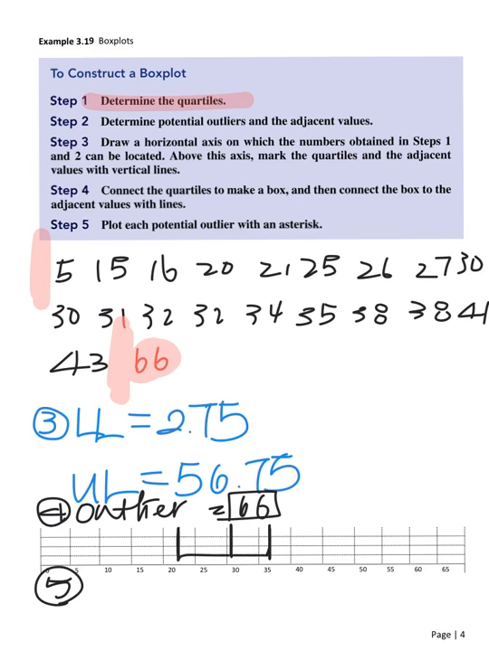Make the box. And we had one outlier, which was 66. At 66, mark a star for the outlier. When we have two outliers, then just mark two stars at the points. But we had only one, 66, so we just put one star at 66.